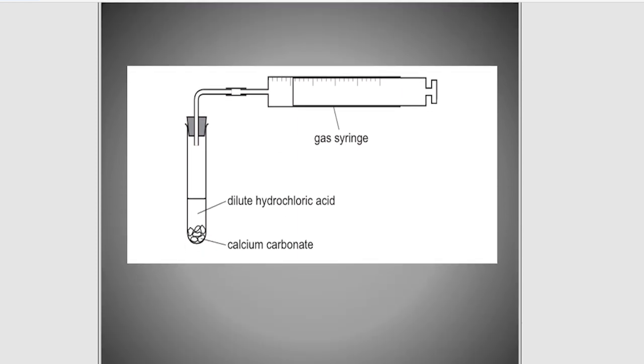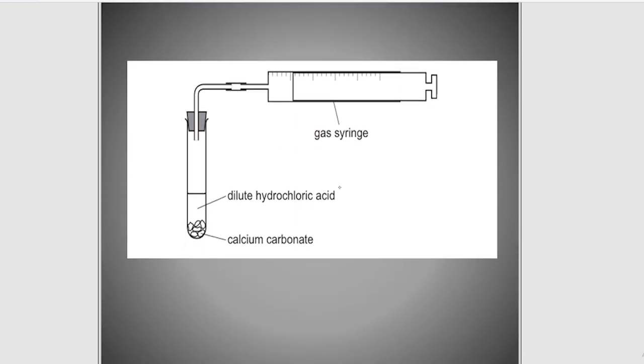Another experiment is shown in your past paper along with this setup. Dilute hydrochloric acid along with calcium carbonate, you can see gas syringes there. The previous one is more accurate, but here a little gas can escape while you are removing the bung and pouring some acid onto the calcium carbonate.